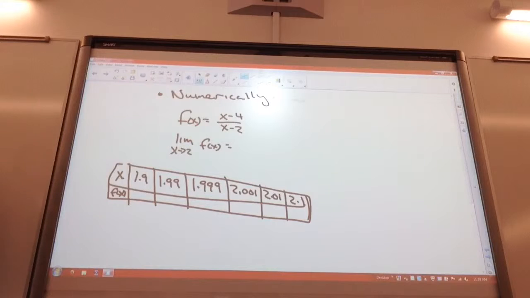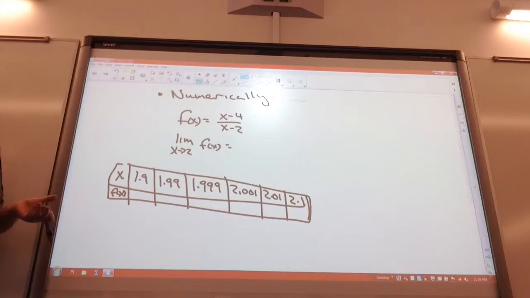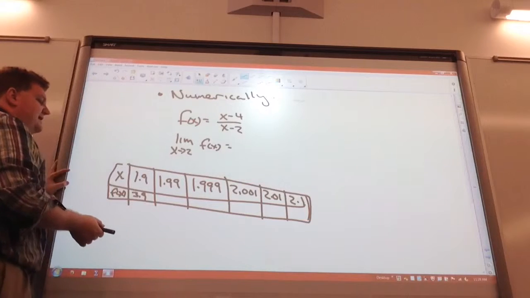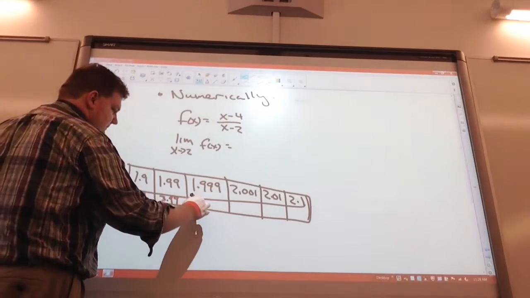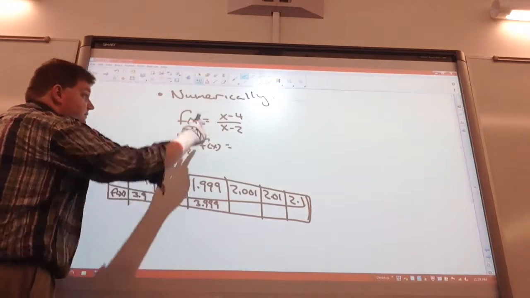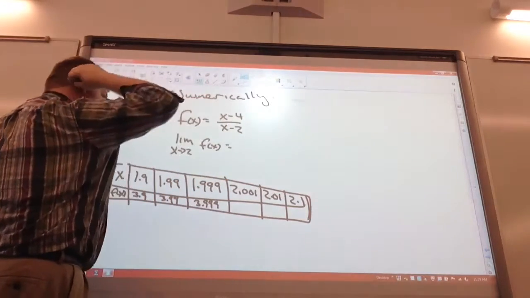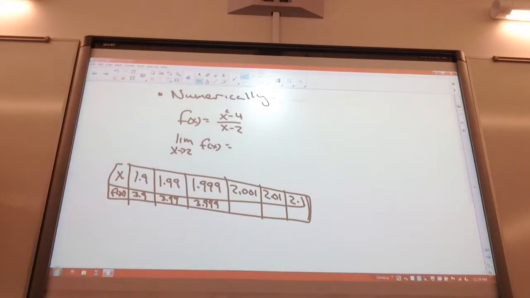This is where a calculator can come in handy because it can just rattle off the answers really quickly for you. However, remember this function simplifies to be x plus 2. So 1.9 plus 2 is 3.9. 1.99 plus 2 is 3.99. Does it come out to be x plus 2? Oh, it was squared. Oh, it's squared at the top. My bad. I left that out. Sorry. There we go. Now it comes out to be x plus 2. Thank you for catching my mistake.